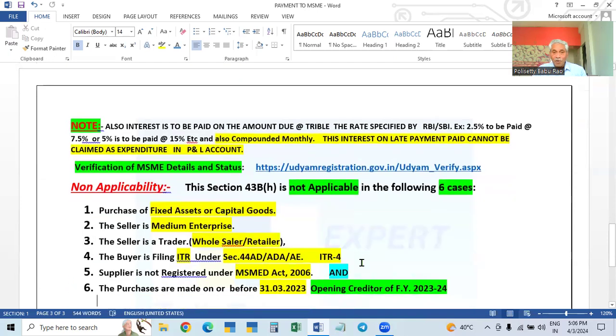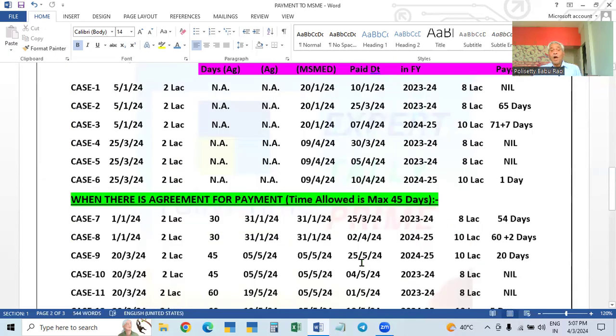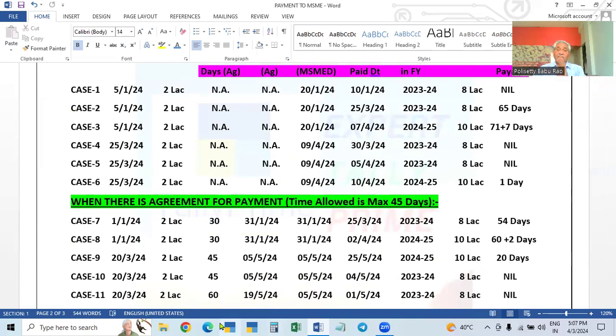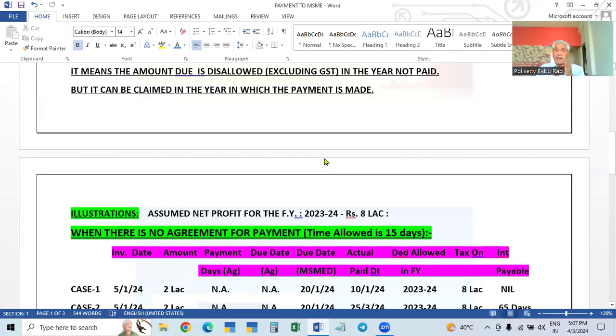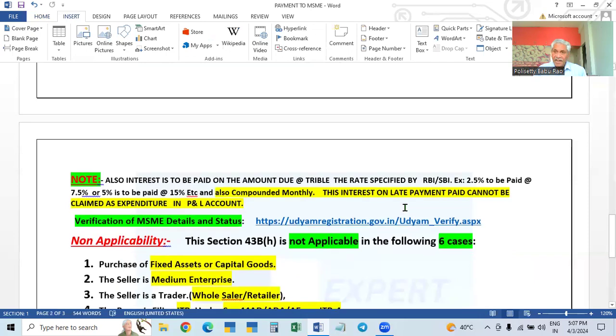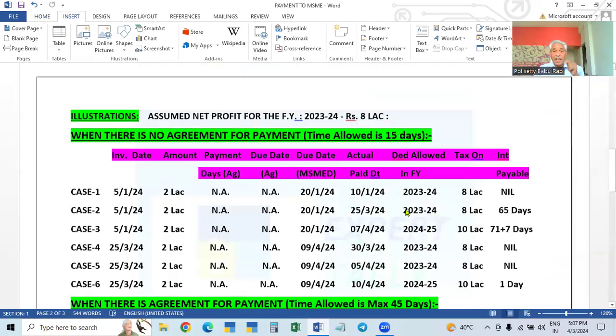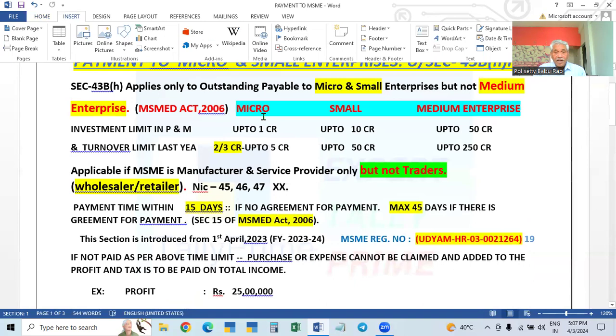And one more thing here: every businessman purchases from suppliers and pays the creditors. How do we know whether our supplier is a registered person under the MSME Act, and whether he is a micro, small, or medium enterprise? If it is a medium enterprise, it is not applicable. It is applicable only in these two cases, micro and small, if they are registered. So how do you know?